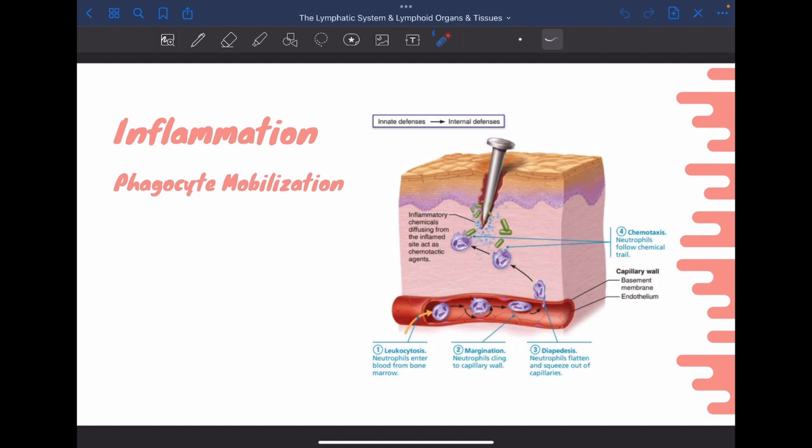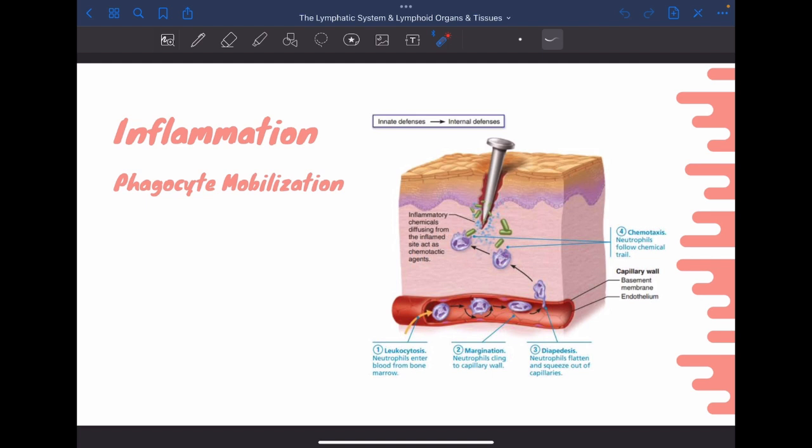Then we have diapedesis. Diapedesis is the fact that these cells, now that they have come, so we have leukocytosis, they increase in number, then they start to stick to the endothelial wall of the blood vessel, then they will start to squeeze out of the blood vessels to go to the injured site.